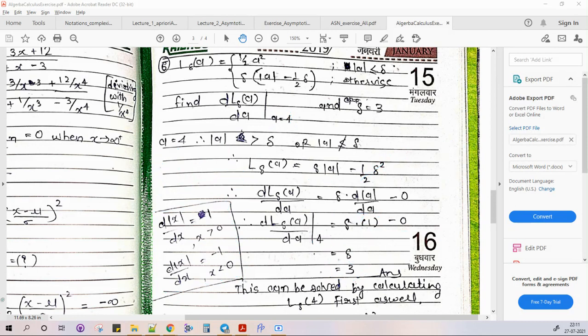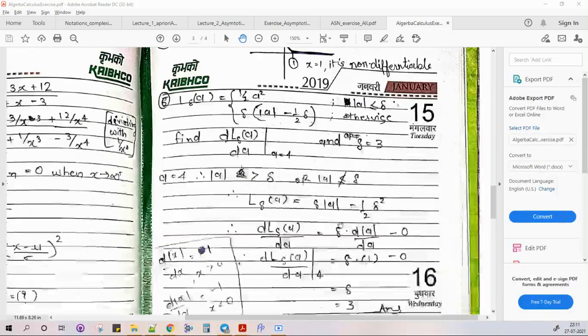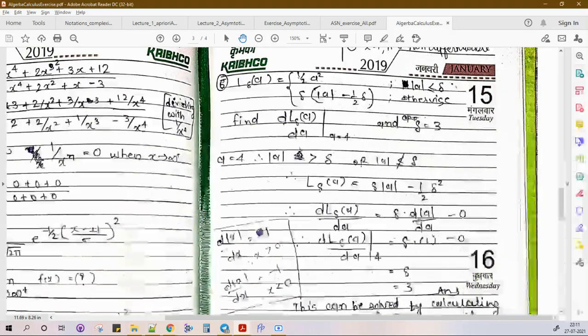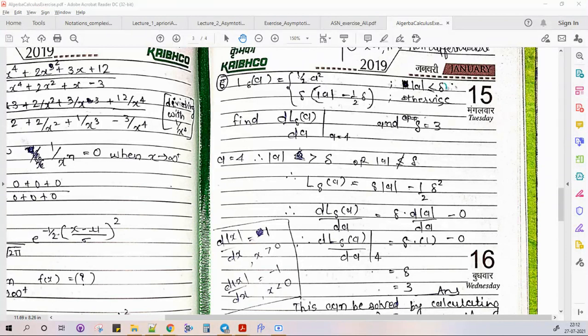Let me clear this. And Mayur, if the value of a was 3, how would we solve this? If a would be 3, then we need to consider this formula, half a square. Let's take that as an exercise. Let's say a equal to 3 or a equal to 2, anything. If this condition is satisfied, then we need to take this formula.